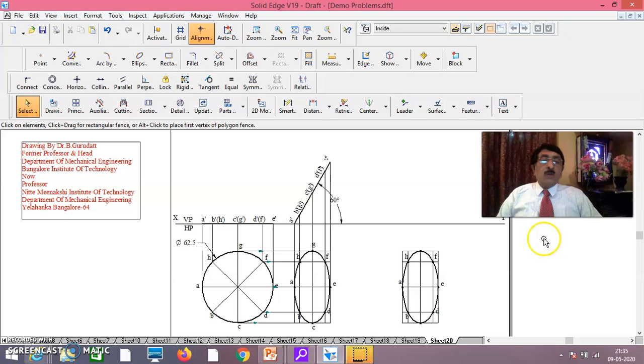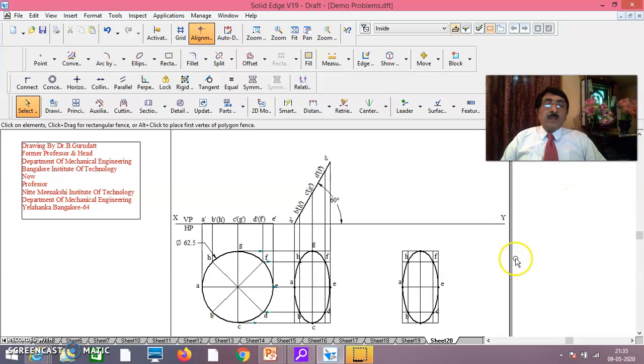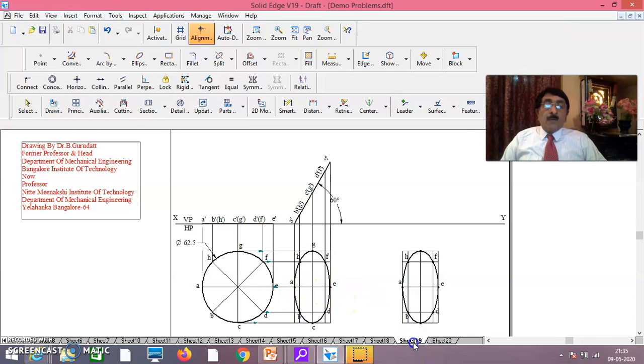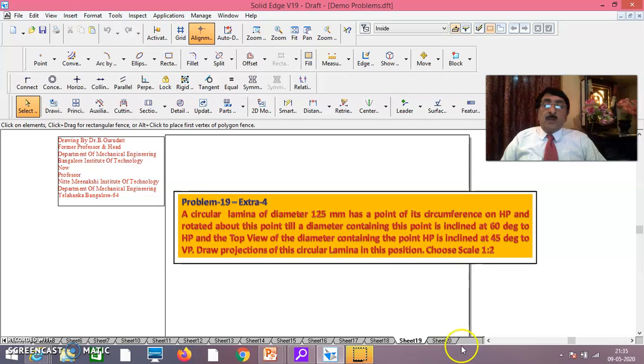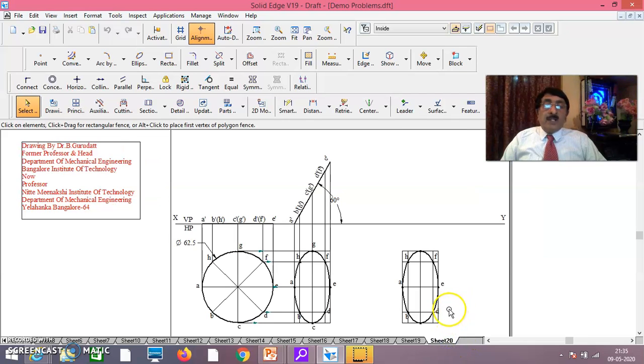Hope you know, we had come till this point earlier. That means this is a point on HP, surface a diameter inclined at 60 degrees to HP, and the top of the diameter containing the point is inclined at 45 degrees to VP. That means I have to rotate this at 45 degrees.